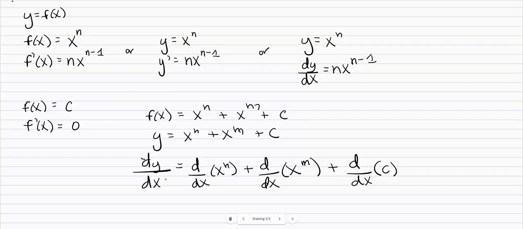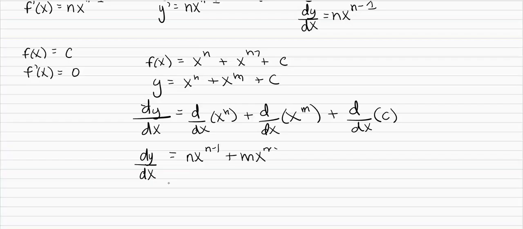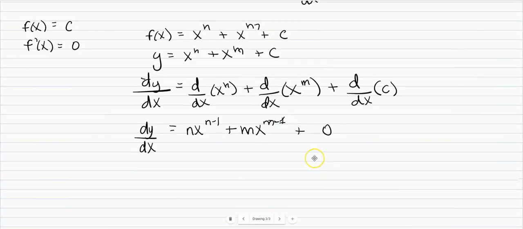So deriving d over dx just means I'm deriving the function with respect to x. In other words, this would become dy over dx is equal to n times x to the n minus 1 plus m times x to the m minus 1 plus, and the derivative of a constant is just 0. A lot of this notation just seems overwhelming, so let's do an example.